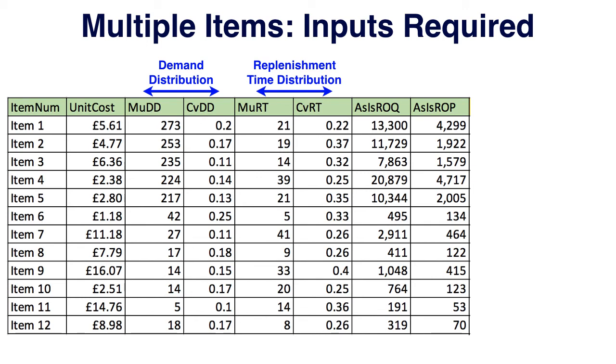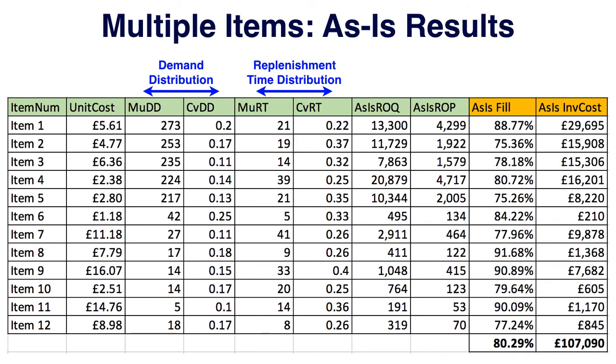So we get this data from their order data and the supplier data, and we analyze and fill this table. We also obtain as-is ROQ and as-is ROP. With this data in hand, we can use the formulas that I have mentioned earlier to calculate as-is fill rate and as-is inventory cost, which in this case turns out to be 80% fill rate and 107,000 pounds. Now, is this acceptable?